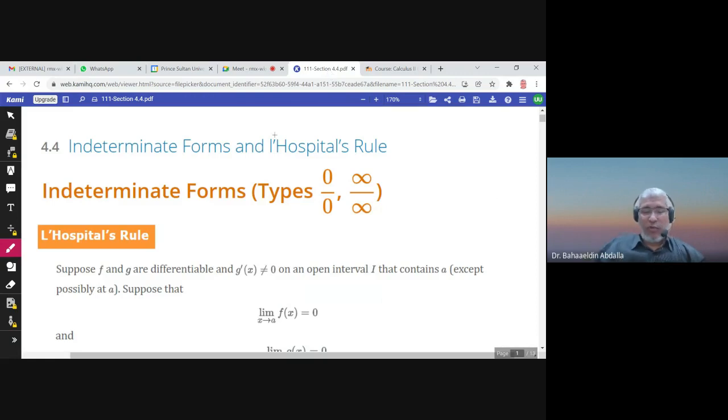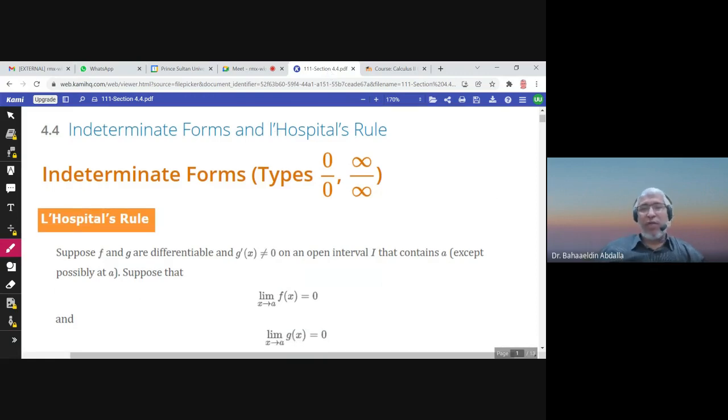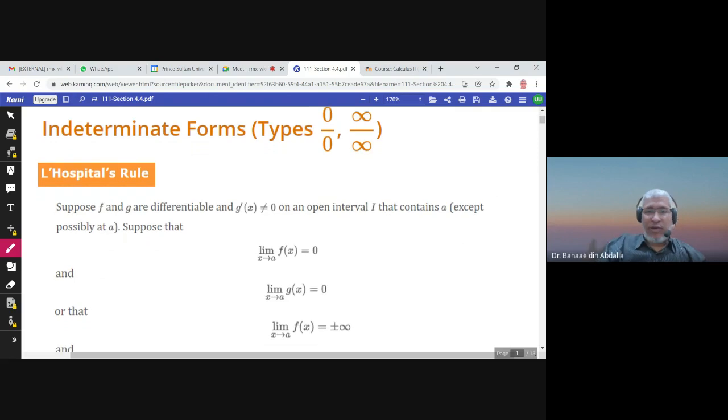This is section 4.4, Indeterminate Forms and L'Hopital's Rule. We will talk in this lecture, in this video, about indeterminate forms of types 0 over 0 and infinity over infinity.